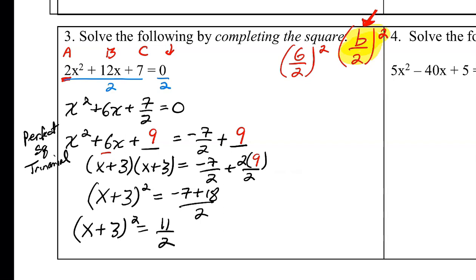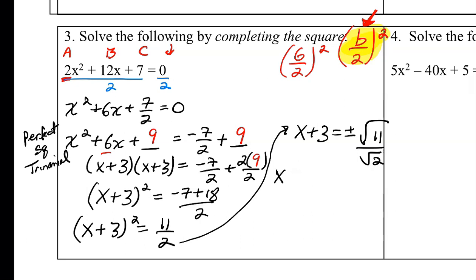And then we're going to square root both sides. When you square root both sides, you get x plus 3 equals plus or minus square root of 11 over the square root of 2. And we can subtract 3, so we get negative 3 plus or minus square root of 11 over square root 2. That's a pretty good answer.